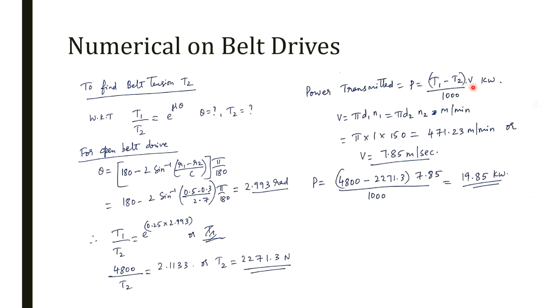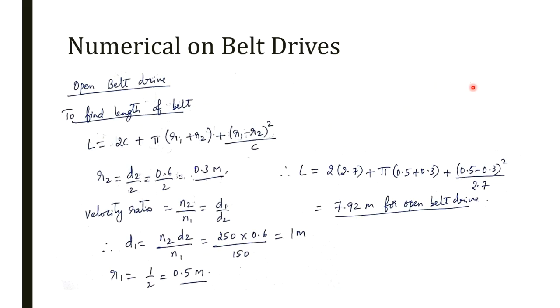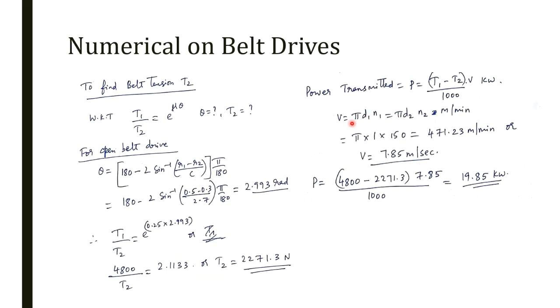is the linear velocity. Do you know linear velocity? Linear velocity is not given. So you have to find out the linear velocity, and linear velocity is pi d1 n1 or pi d2 n2, you can take it. And if you are taking only pi d2 n2, it is in terms of meter per minute. You have to convert into meter per second later.